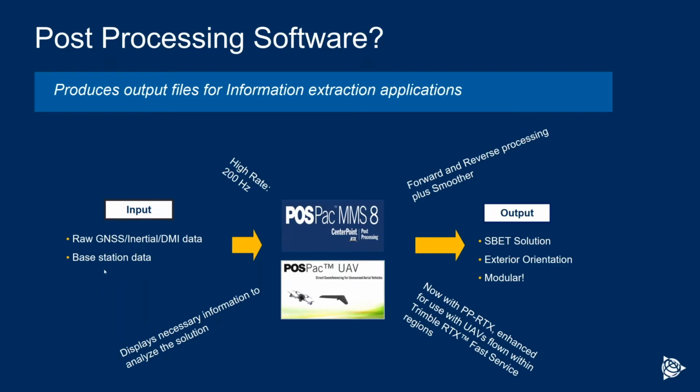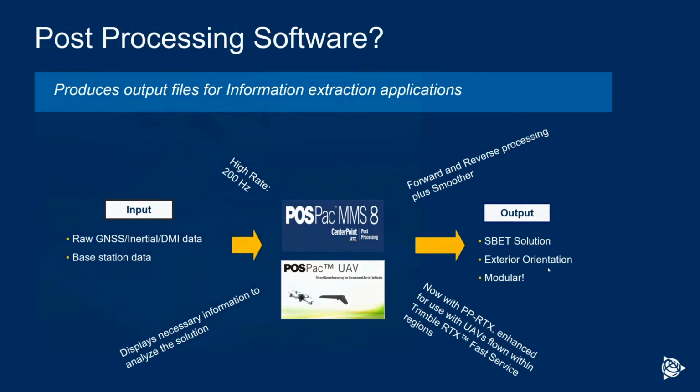It basically takes your raw GNSS data, your inertial data, your DMI data, your base station data, you feed that all into POSPAC, and the solutions coming out the other end are either an SBET file, smooth best estimate trajectory solution, or an exterior orientation file in the case of RGB cameras, say, for example. And we can even produce a point cloud with this software as well. And it's all modular, so we continue to add modules on top of POSPAC to basically enhance the solution as more and more needs are identified.